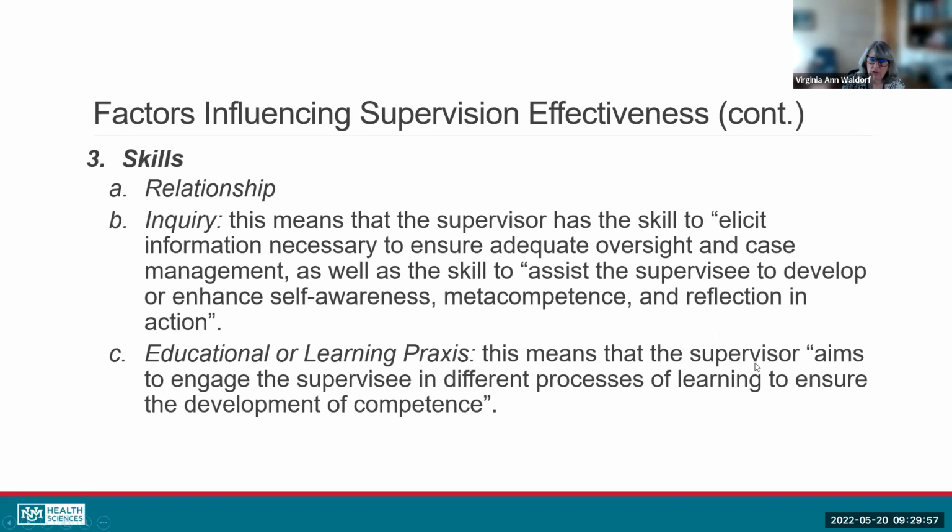There has to be a set of skills that supervisors have. They have to have relationship skills. They have to have inquiry skills. And the way this is understood, again, by Fallender and Shafransky, is we have to be able to elicit information necessary to ensure that we have enough to adequately oversee and manage cases and develop these individuals to their fullest extent. Right? And so we have to know how to elicit information from them. And it's not the same for all interns.